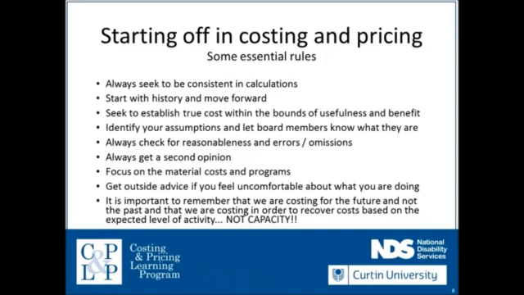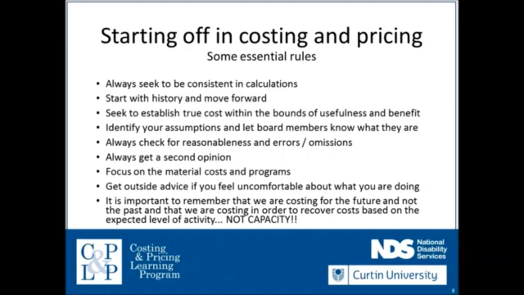There are also, though, some essential rules that are really important to be carried forward in your tool bag as you go through costing and pricing in your organisation. And these are pretty straightforward, but they can be forgotten by people because of the nature of costing and pricing, and particularly because it tends to be quite complex and it does take a lot of time.